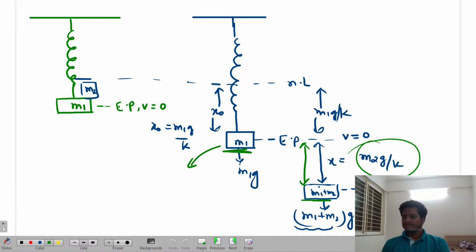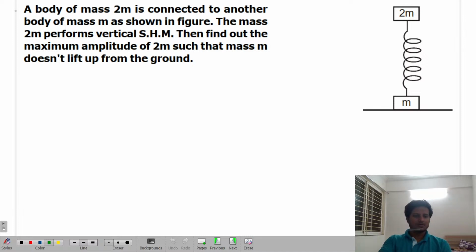Okay, let's move ahead. You want to try one more question? Okay, come on, now tell me. Yes, torture of mind. Find the maximum amplitude of 2m such that the mass m does not lift up from the ground.